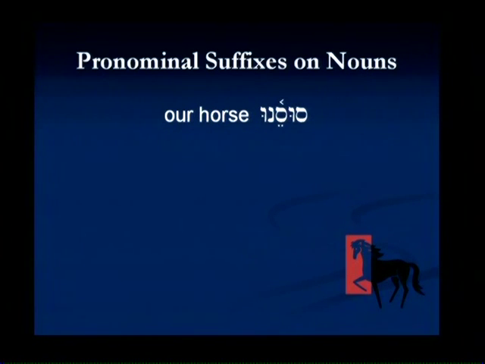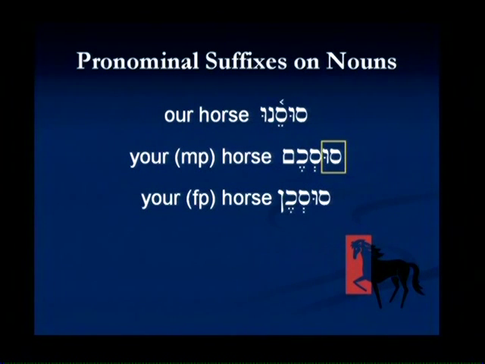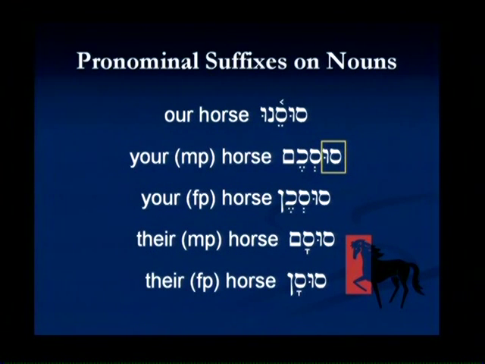And then our horse is susenu, like nachnu or anachnu. Just as you had katalnu, mashalnu, katavnu. That nu ending is still the first common plural, so it's our horse, susenu. Your horse, suskem. Notice the kaf there, and then the segol mem. And notice here again, you've got that open syllable. It's susekem. Susaken, with a nun, is the feminine. And susam is their masculine plural, their horse. And susan, with a nun, is their feminine plural horse.